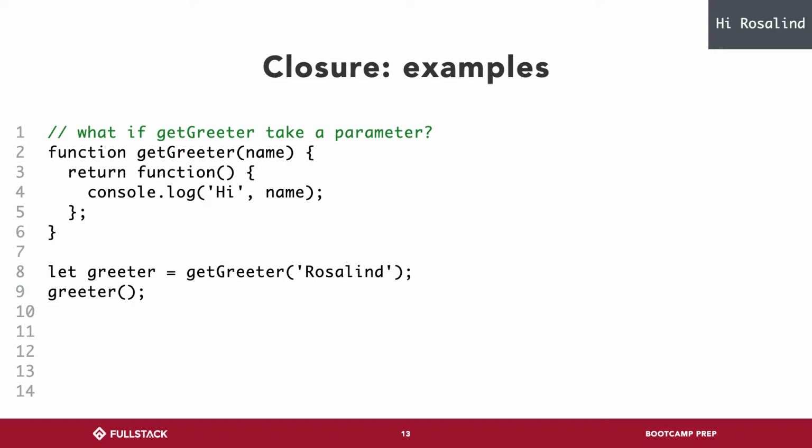What if Rosalind had been in line 9, just in greeter, but not in line 8? Then we would get hi undefined, right? Because then this name was never assigned a value if you didn't pass it in here. Then this would just be undefined. Yeah. So if you get rid of the name from line 2 and put it in line 3 in the function, and you call greeter with Rosalind, you still get hi Rosalind.